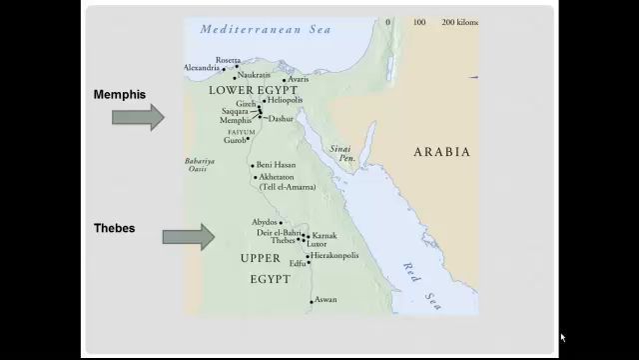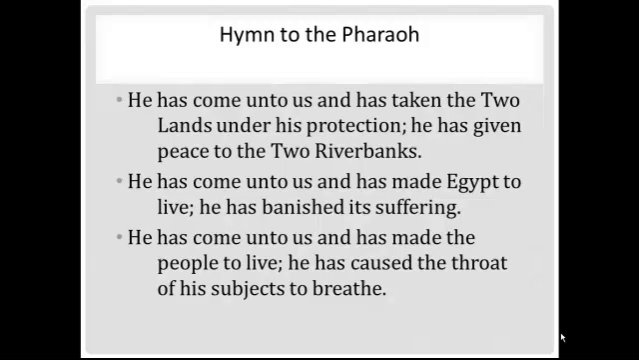Let me close with a hymn that dates from the New Kingdom, and I think gives us a bit of a feeling for the role of the Pharaoh, and that's going to be so central to the art and architecture and painting that we're going to look at in the next 3 lectures that I wanted to share this with you. So he has come unto us and has taken the 2 lands under his protection. He has given peace to the 2 riverbanks. He has come unto us and made Egypt to live. He has banished its suffering. He has come unto us and has made the people to live. He has caused the throat of his subjects to breathe.